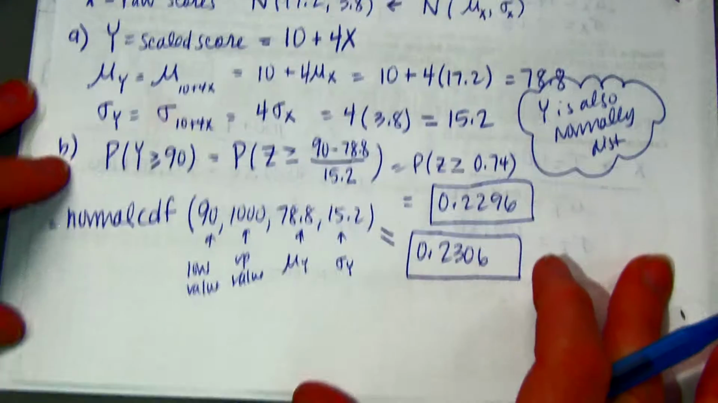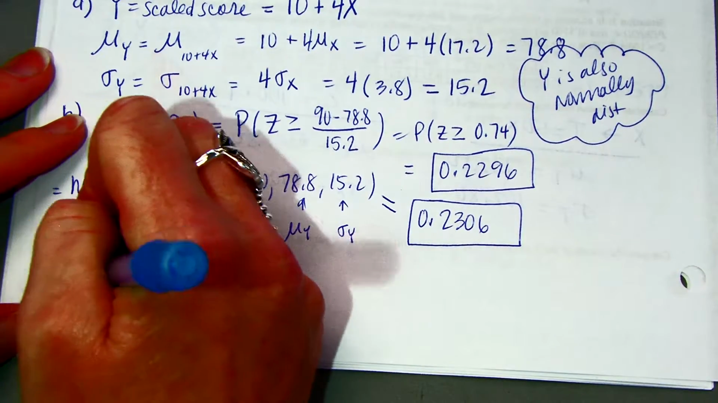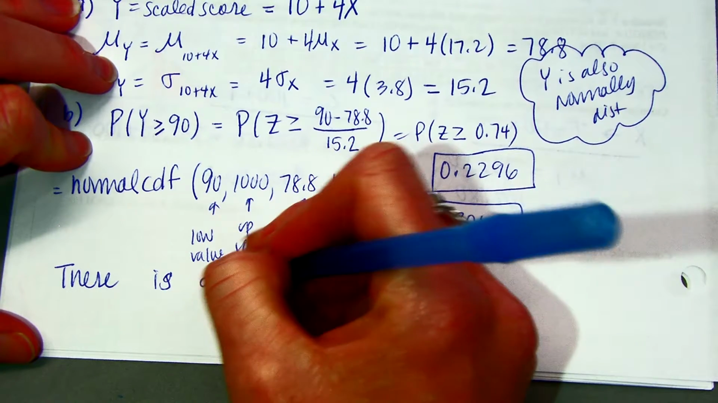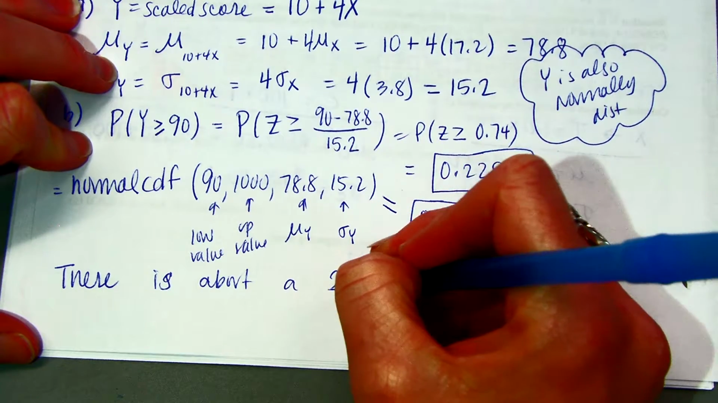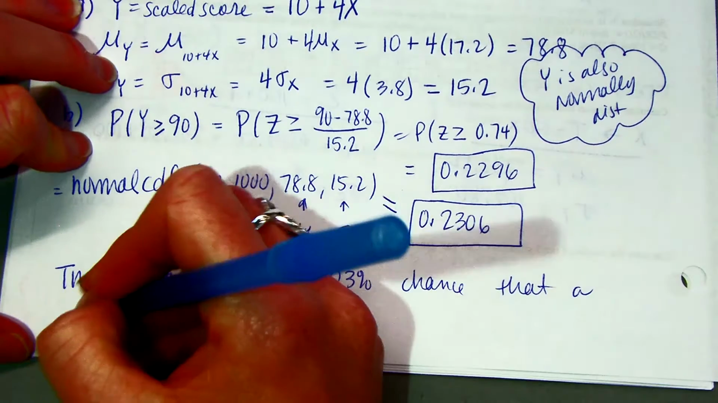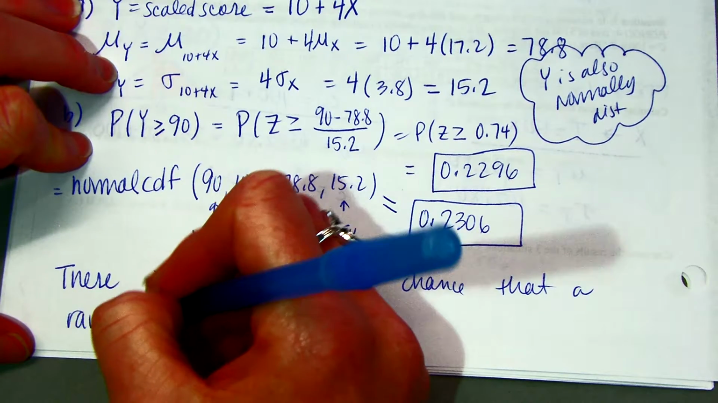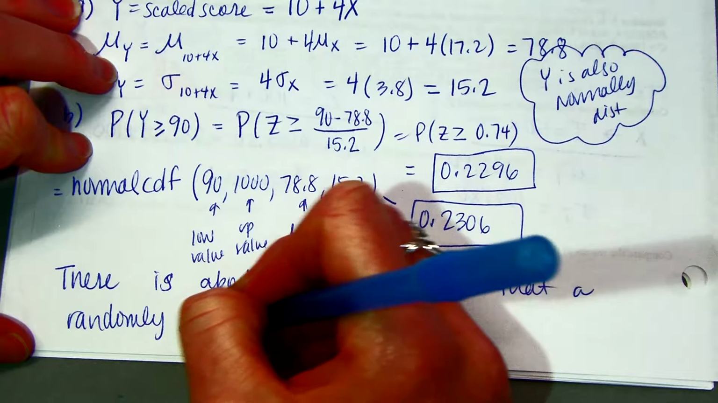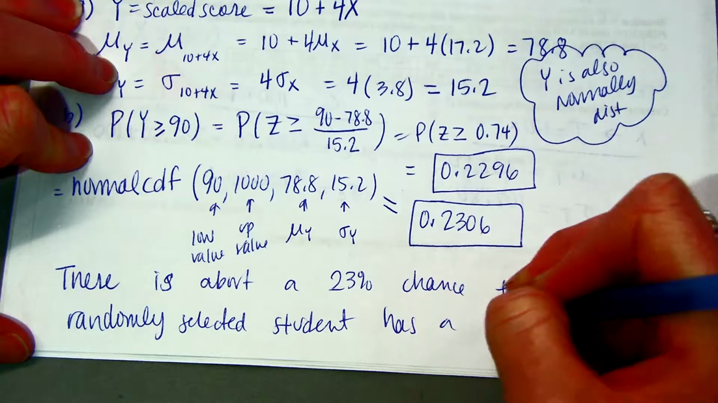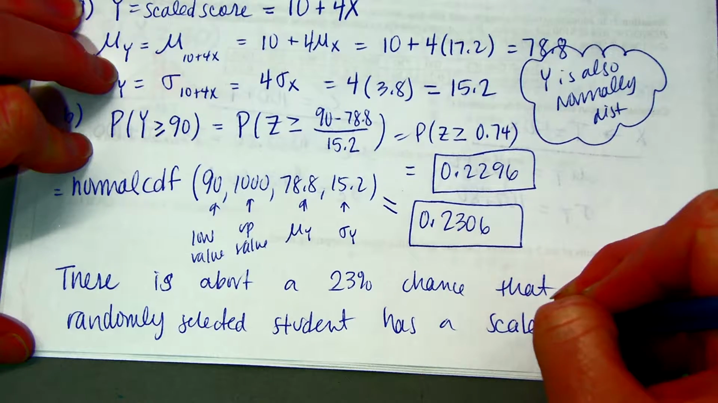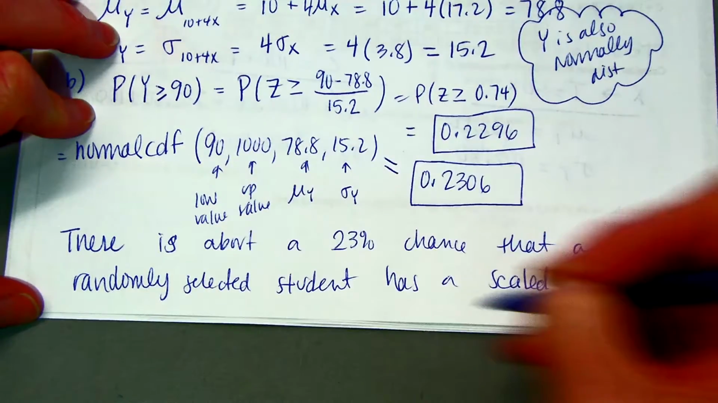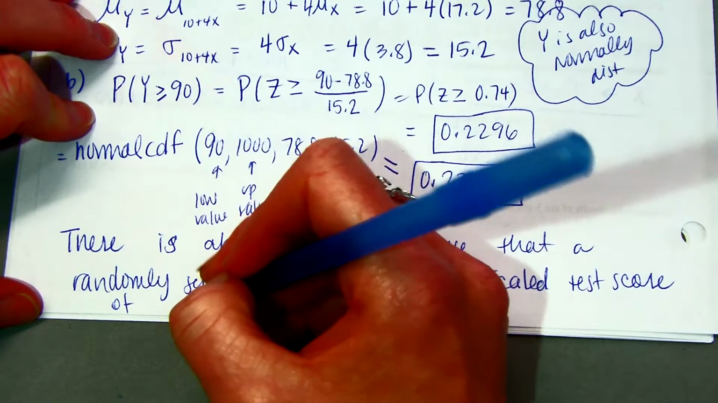So let's remind ourselves what this means. There is about a 23% chance that a randomly selected student has a scaled score of at least 90.